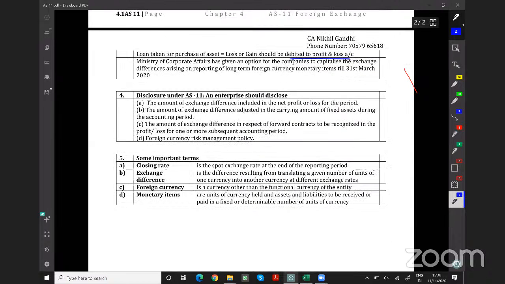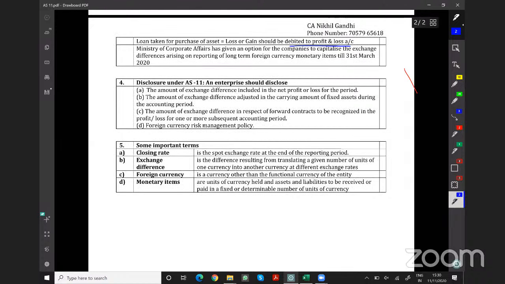The disclosures under Accounting Standard 11. The amount of exchange difference included in the net profit or loss account should be disclosed separately. There should be a separate item which says foreign exchange gain/loss, which should be reflected on the debit/credit side of the balance of profit and loss account. The amount of exchange difference adjusted in the carrying amount of fixed asset during the accounting period. The amount of exchange difference in respect of forward contracts to be recognized in profit and loss account. And the last one is foreign currency risk management policies.